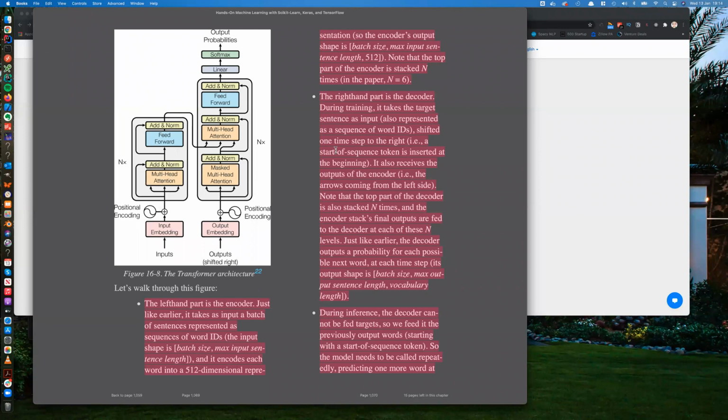Yeah. So now we look at the right-hand bit, and the right-hand part is the decoder. During training, it takes the target sentence as input. The input here is the target sentence, also represented by a sequence of IDs, shifted 1 time step to the right, i.e. start of sequence is inserted at the beginning.